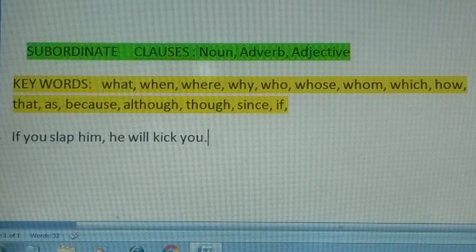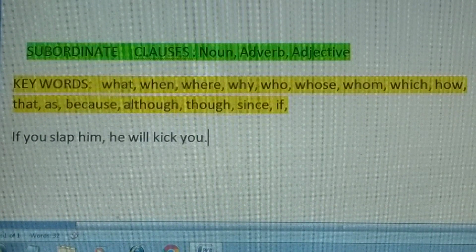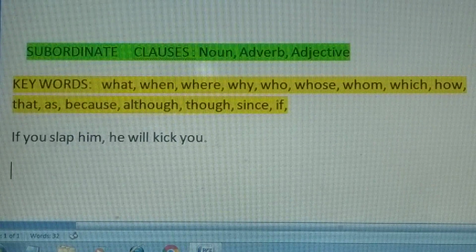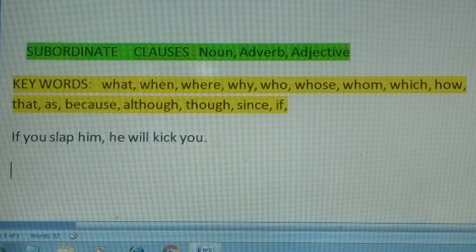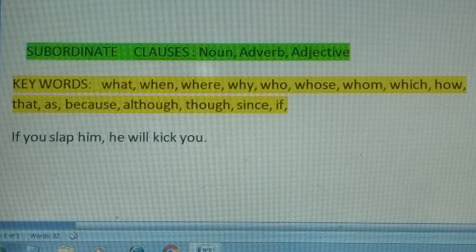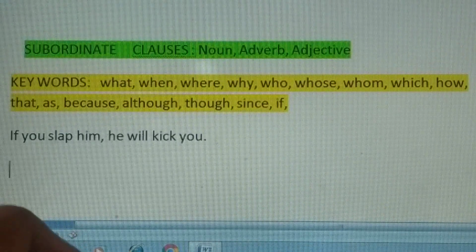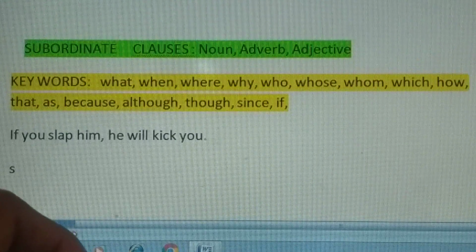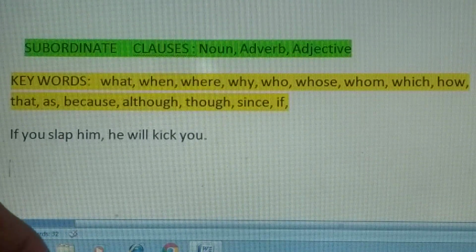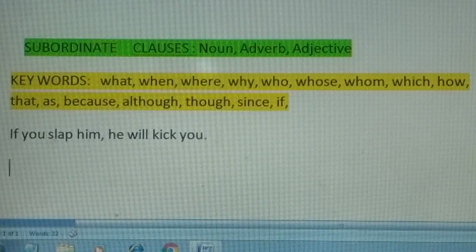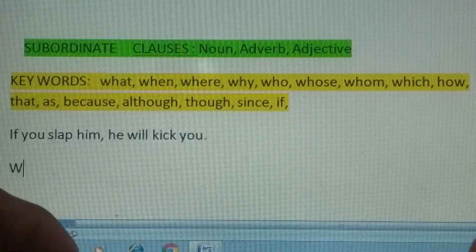Okay, a sentence full of non-violence. The first example is for your practice. If you slap me, if you slap him, he will kick you. You have to send me the answer. I'll give you just two sentences, okay? Next example, that's also for you.